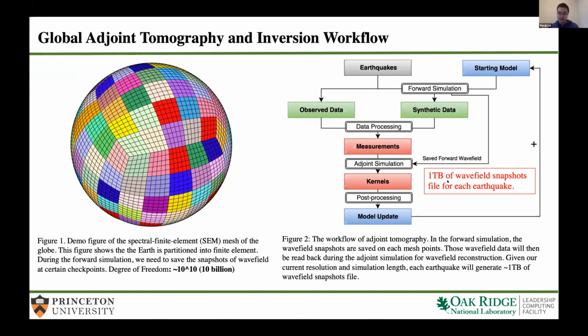So you can imagine that we are constantly dumping wavefield files to the disk for about 100 time steps. Given our current resolution, each earthquake generates about 1 terabyte of wavefield snapshots. Given our current data set of about 2,000 earthquakes, it's about 2 petabytes of files we have to dump into the file system and then read back into the adjoint simulations.